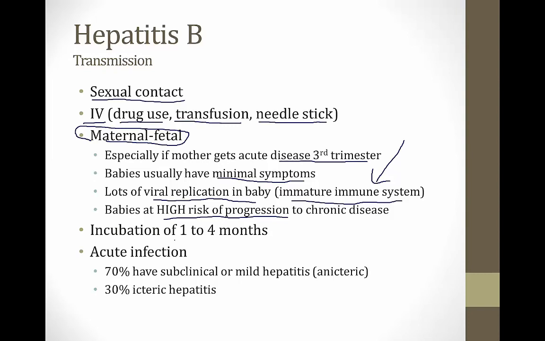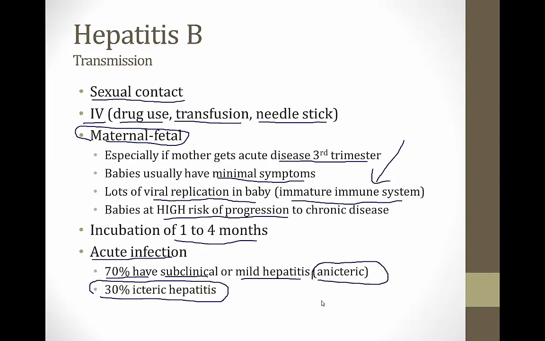It has an incubation period of 1 to 4 months after exposure, and there is a spectrum of clinical disease seen in patients with acute infection. 30% of patients will have what's called icteric hepatitis. This means they will have significant hepatitis and right upper quadrant pain, and they will be jaundiced. About 70% of patients have subclinical disease or mild hepatitis. This is often called anicteric. They're usually not jaundiced and their symptoms are less severe. Sometimes this is thought to be just a viral illness and it's not recognized as acute hepatitis B.